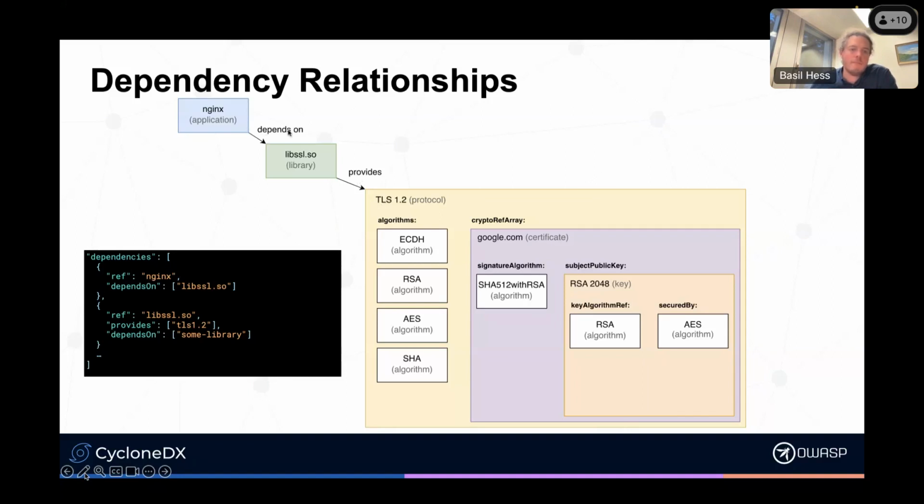So there's depends on, right? So without any explicit dependency type, which would mean in this case, we have an application like Nginx that uses libSSL to provide some cryptography. And then we have a second dependency type called provides. Basically it expresses that libSSL implements here TLS 1.2, but it could also implement TLS 1.3, and that is not necessarily used. And then in this situation here, we have the protocol TLS 1.2, which again uses internally a set of algorithms such as ECDH, RSA, and so on.